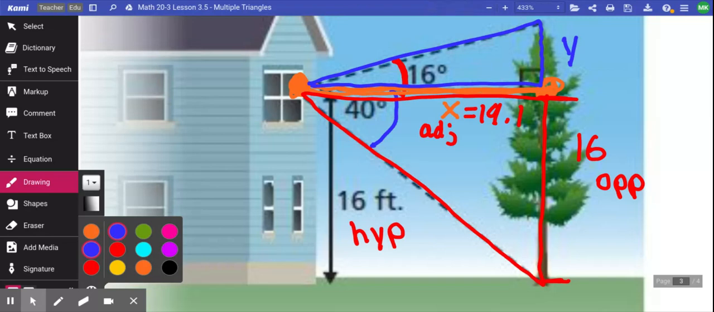That means on this blue triangle, I need to label my triangle. So it'd be opposite over here, hypotenuse over here, adjacent right here. Right? Always label first.